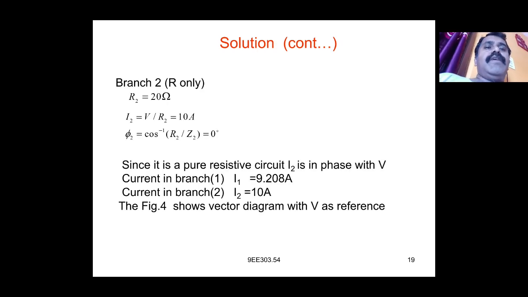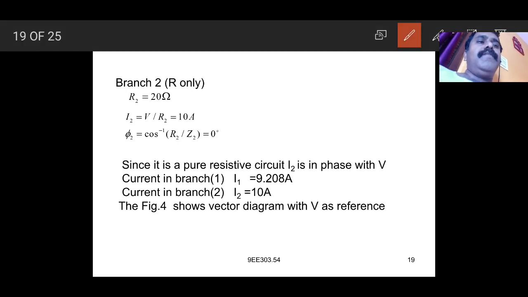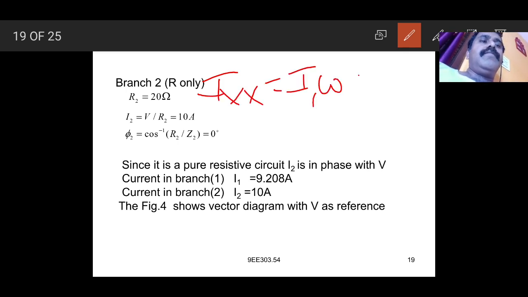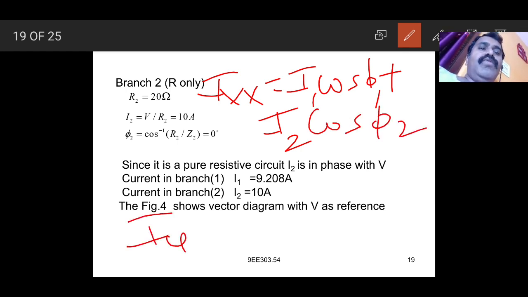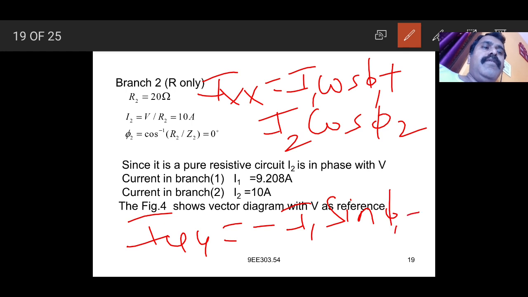So I1 is given as, so this is nothing but the I1 current. So we can resolve the branch currents again as IXX, that is equal to I1 cos phi 1 plus I2 cos phi 2, and IYY is equal to minus I1 sin phi 1 plus I2.